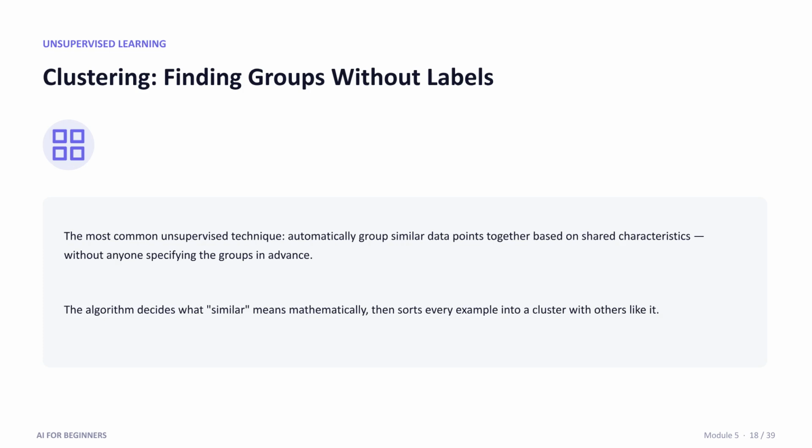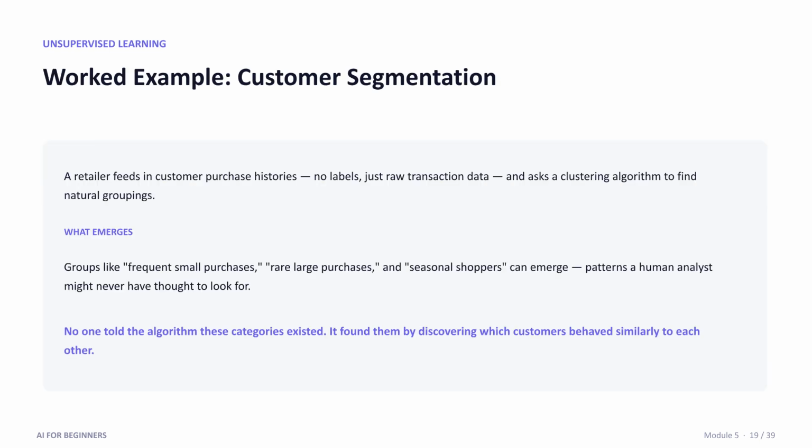The most common technique is clustering. The algorithm automatically groups similar data points based on their shared characteristics, without being told what those groups should be. It calculates mathematical similarity and sorts every example into a logical cluster. Consider a retailer analyzing customer purchase histories. By feeding raw transaction data into a clustering algorithm, the model might discover groups like frequent small shoppers or seasonal buyers, all on its own. These are patterns a human analyst might never have thought to look for.